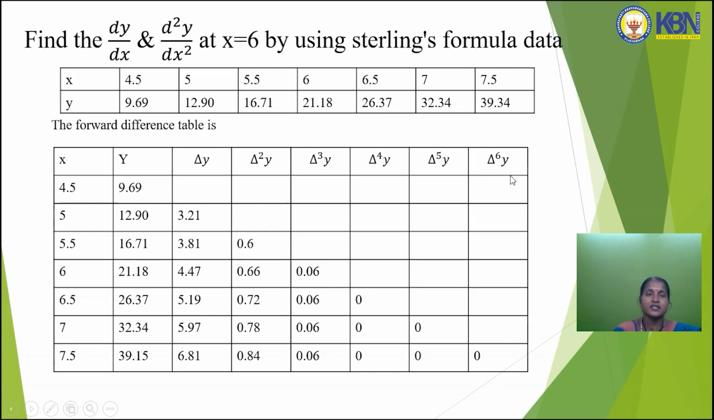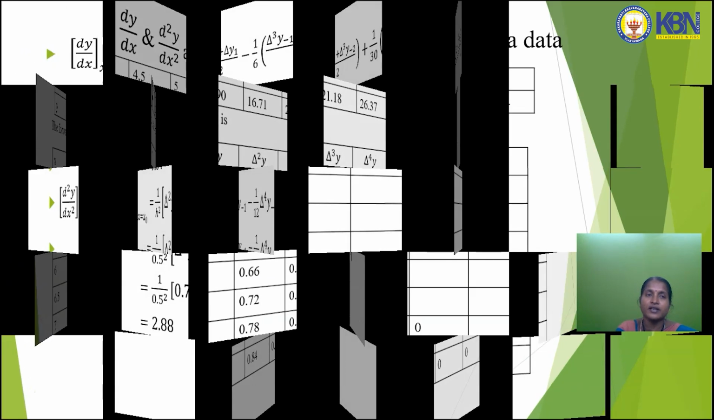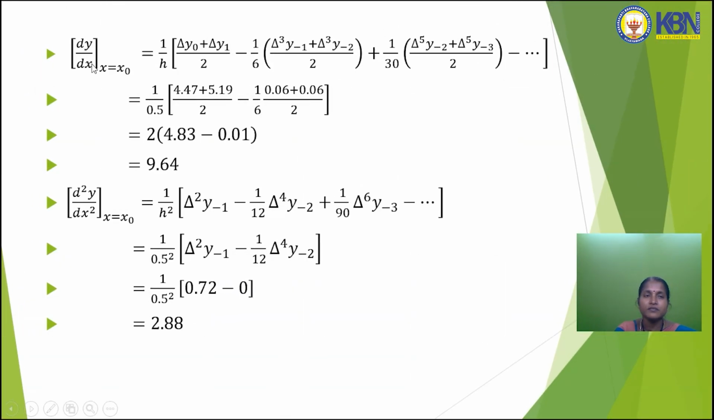Okay. Next we can evaluate the first derivative. He is asking for the first derivative and second derivative at x is equal to 6. x is equal to 6 means we consider it as x naught. Next we can write the formula, dy by dx at x is equal to x naught, that means x is equal to 6.